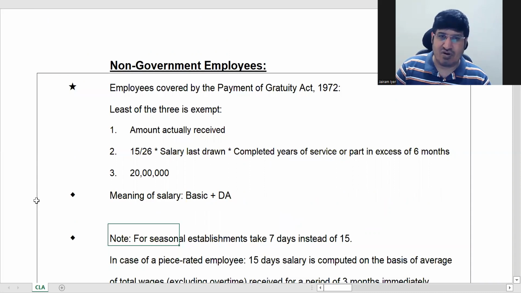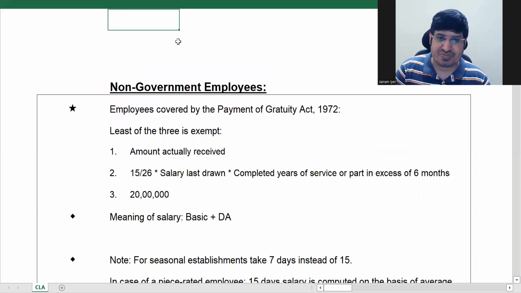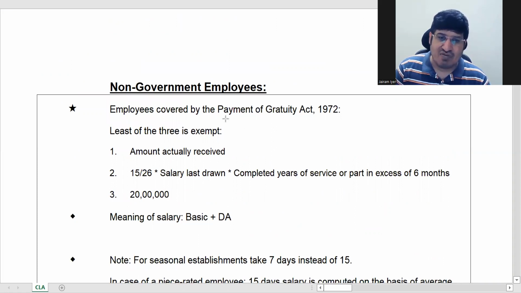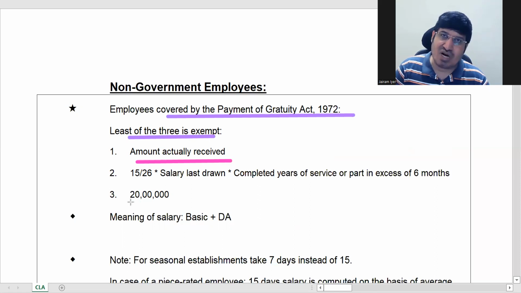For non-government employees, there are two things. One is if they are covered by the Payment of Gratuity Act. Second is if they are not covered. First, if they are covered by the Payment of Gratuity Act, the least of the three is exempt. One will be the amount received. There will be one statutory amount, like in entertainment allowance we get 5,000, here it is 20 lakhs. These two will always be there, amount received and the statutory amount, which is 20 lakhs. The middle one is what we have to compute.